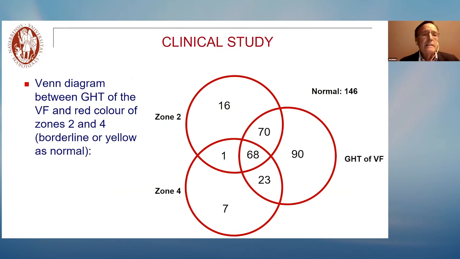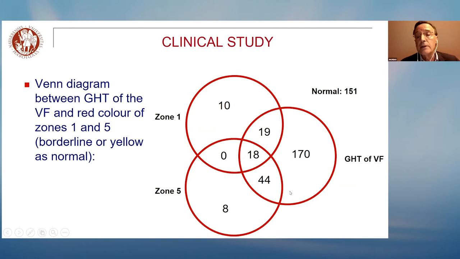The Venn diagram that compares zone 2 and zone 4 with the glaucoma hemifield test from the visual field indicates a strong agreement, but this diagram comparing zone 2 and zone 5 with the glaucoma hemifield test indicates a weak agreement.